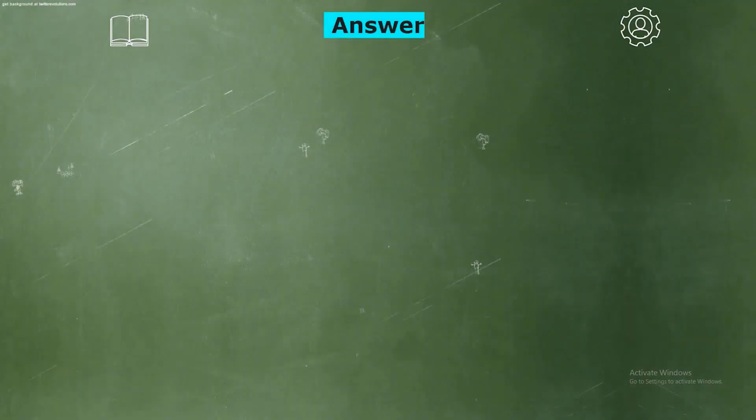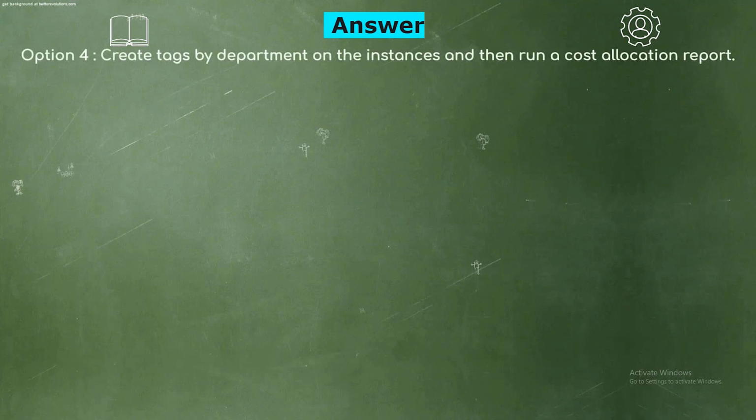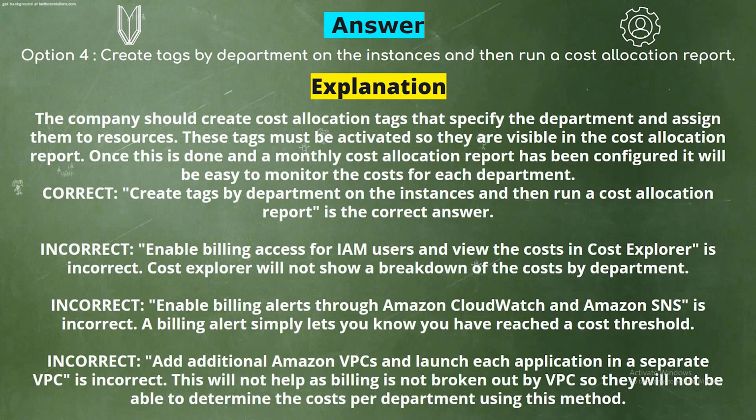And the correct answer is Option 4. Create tags by department on the instances and then run a cost allocation report. Explanation. The company should create cost allocation tags that specify the department and assign them to resources. These tags must be activated so they are visible in the cost allocation report.